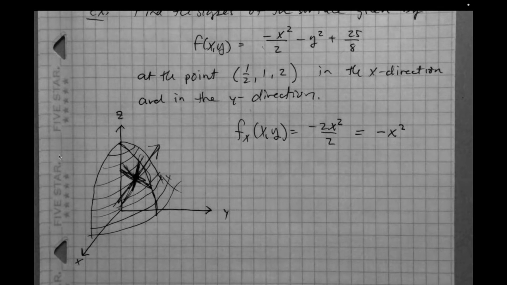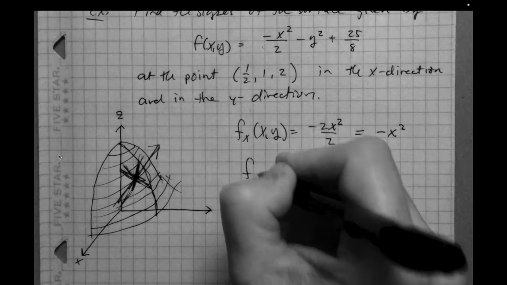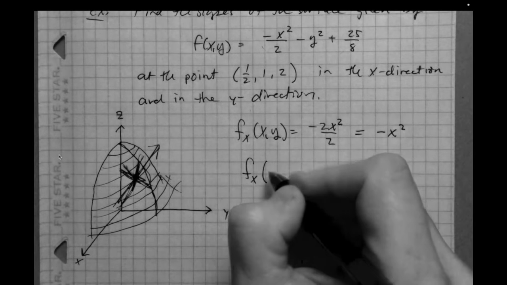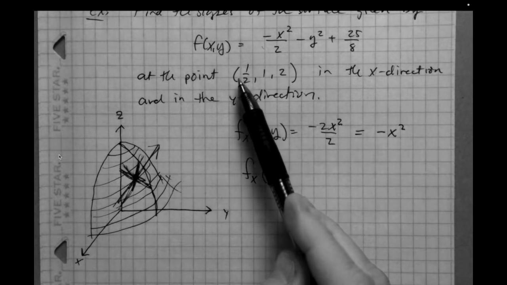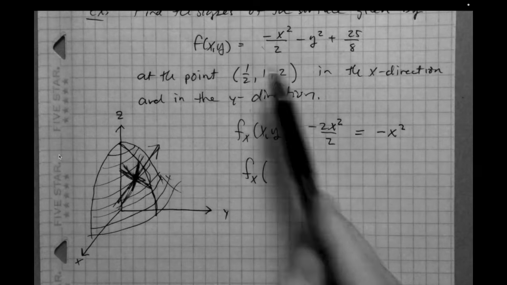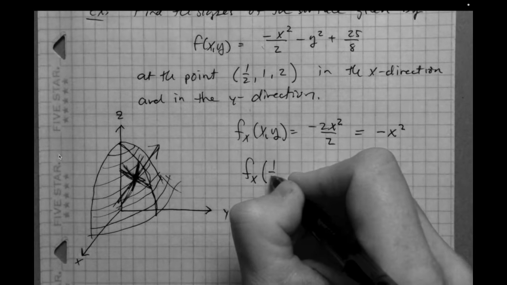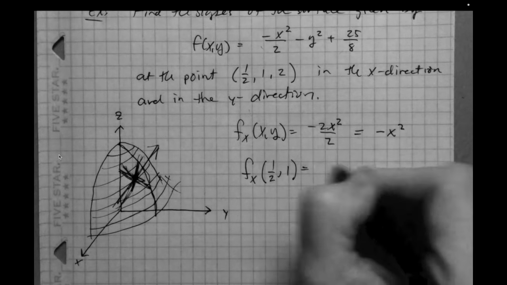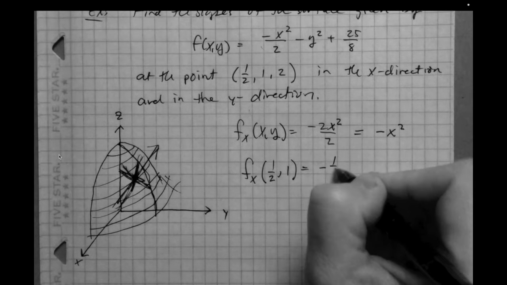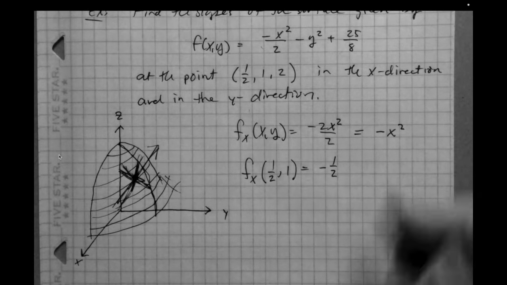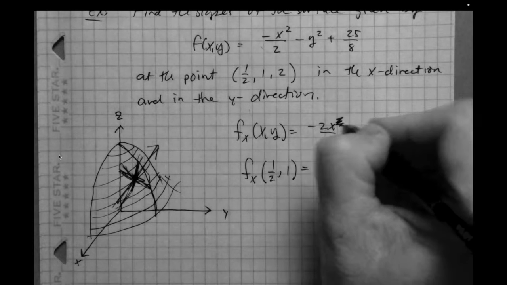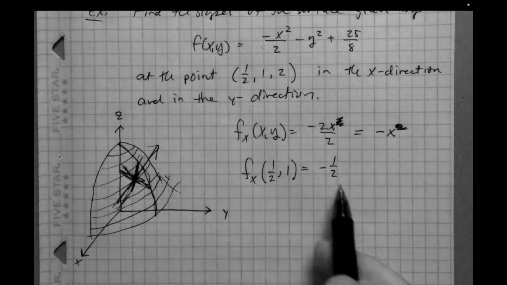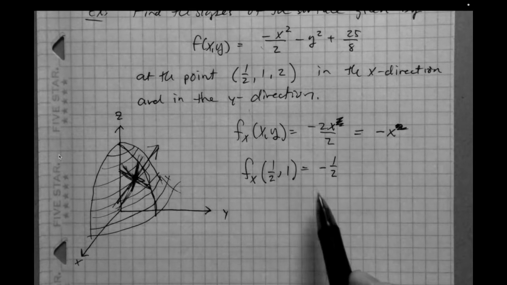Okay. And can we figure out what the slope is here? Yep. f of x, and now x and y here, you're going to plug in 1/2 and 1, right? So this would be f sub x of 1/2 comma 1. Well, there's no y in the expression, so this will just be negative 1/2. Okay. Oh, that should be not squared. Sorry. Right. So this is the slope in the x direction.